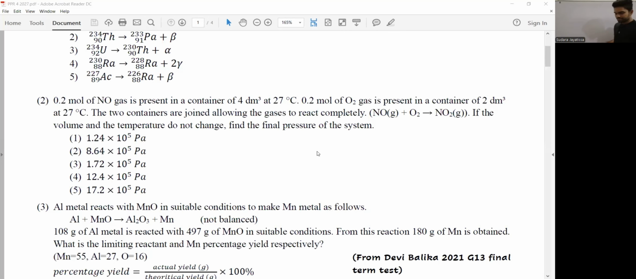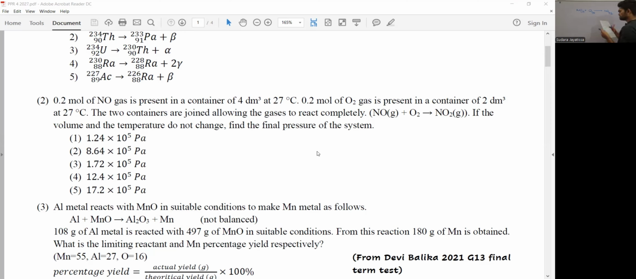Look at the question one more time. This is your second question. I'm going to prepare a small diagram. It's telling you a reaction between NO gas and O2 gas, and the product is NO2 gas. So it is not balanced. We have to balance it before we start the question.